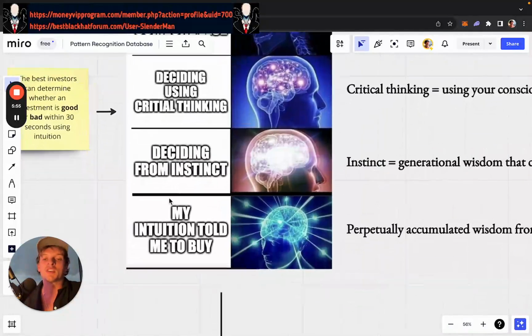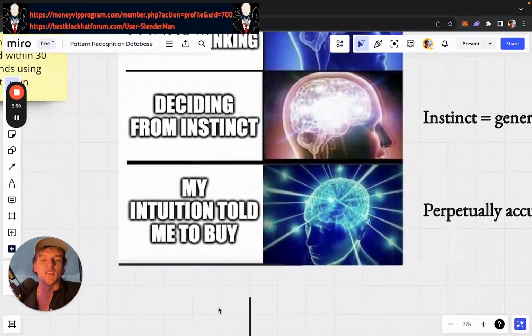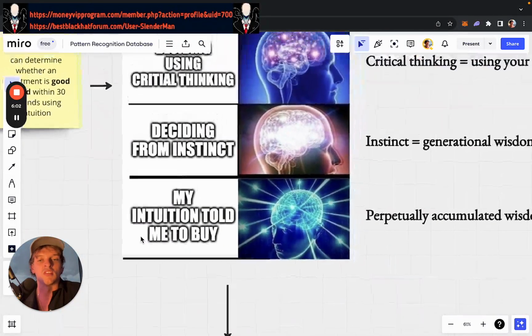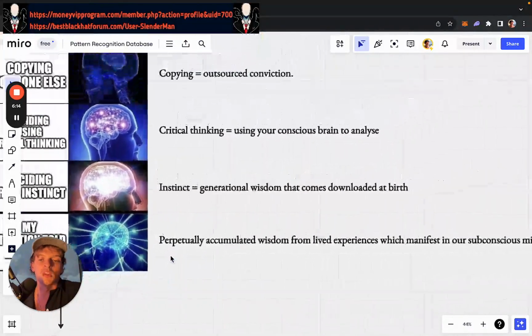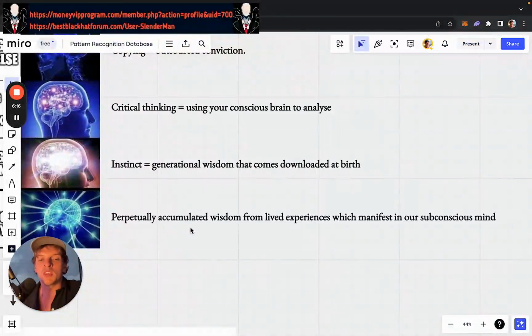And then the highest level of decision-making in investing, the one that you ultimately want to get to, is your intuition. So you can see my intuition told me to buy, right? Your intuition is the fastest, quickest, and easiest and most accurate way to make decisions. Because intuition is a perpetually accumulated wisdom from lived experiences which manifest in our subconscious mind.